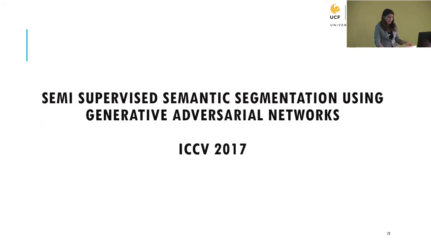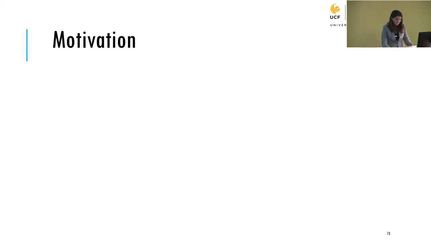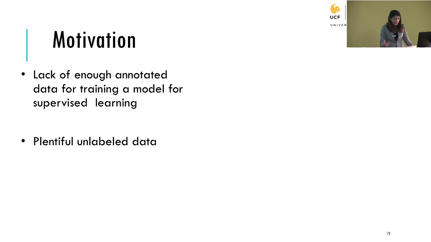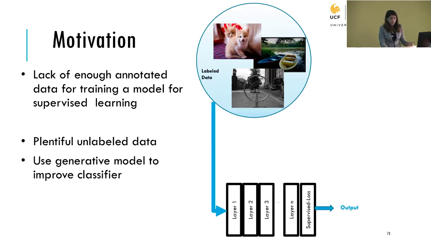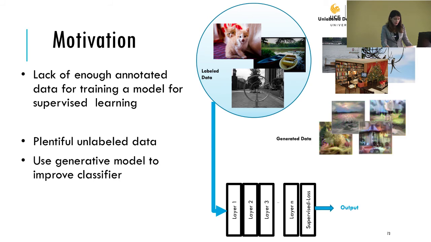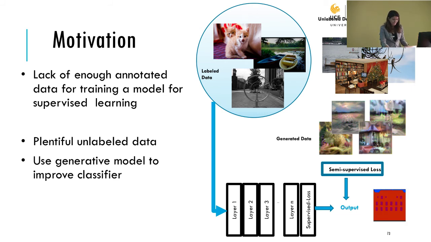So the title is Semi-Supervised Semantic Segmentation Using Generative Adversarial Networks. As I said, we have this lack of annotation for semantic segmentation, but on the other hand, we have lots of unlabeled data, and we want to use a generative model to improve the classifier. If we have labeled data, we can train our model using a supervised loss. Now when we have unlabeled data and generated data, we can use this data in a semi-supervised fashion to improve the classifier results and get the final result better.